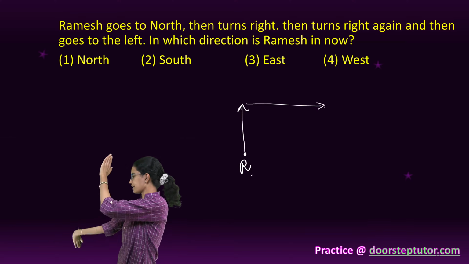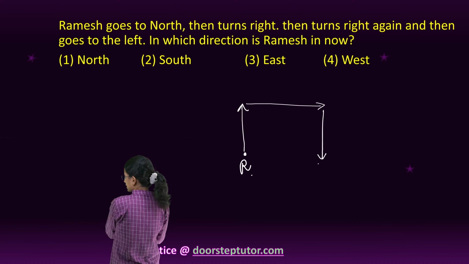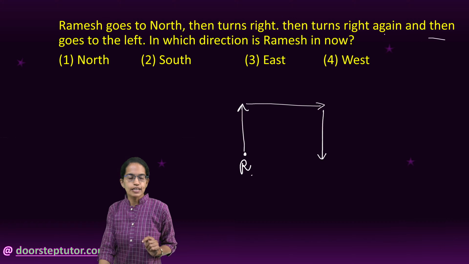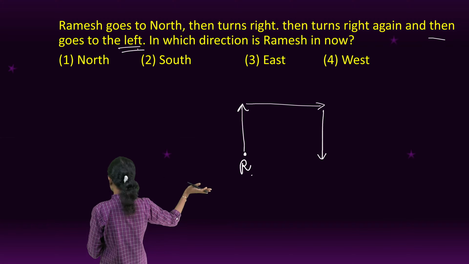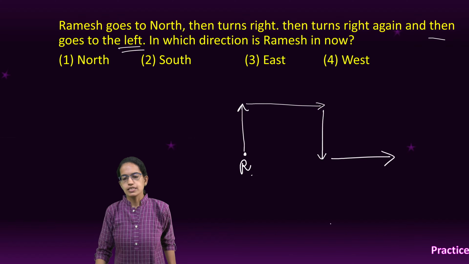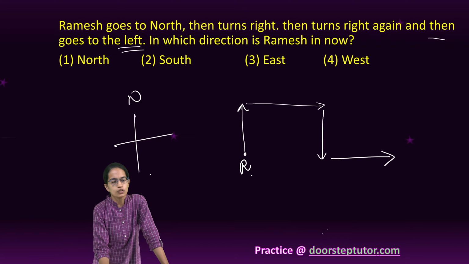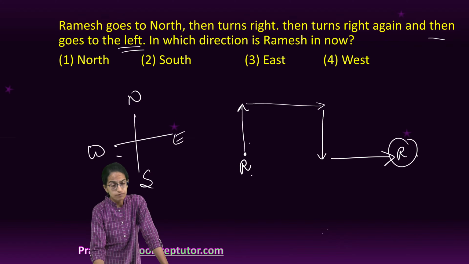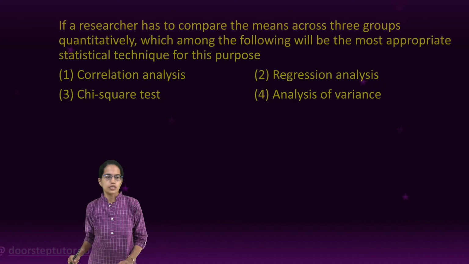What would be the right? Right would be down. So he would go right again. Now once he is this way, what would be the right? Now finally he goes towards the left, not right. So now once he is here, this is my right hand, so right is here, this is my left, so left would be here. So this would be the direction in which Ramesh would go. So what is this direction? If this is north, this is south, this is east, this is west, the direction in which Ramesh is going is east. So east becomes the right option here.